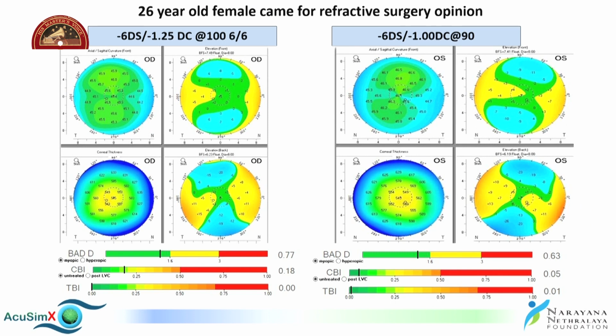Clinically, we have patients coming in front of us, and this is an example of a 26-year-old female who came in for refractive surgery. These are the Pentacam maps. Some of the commonly used indices like BAD-D, the Corvis biomechanical index, the total biomechanical index, all indicated that everything was okay with this patient.